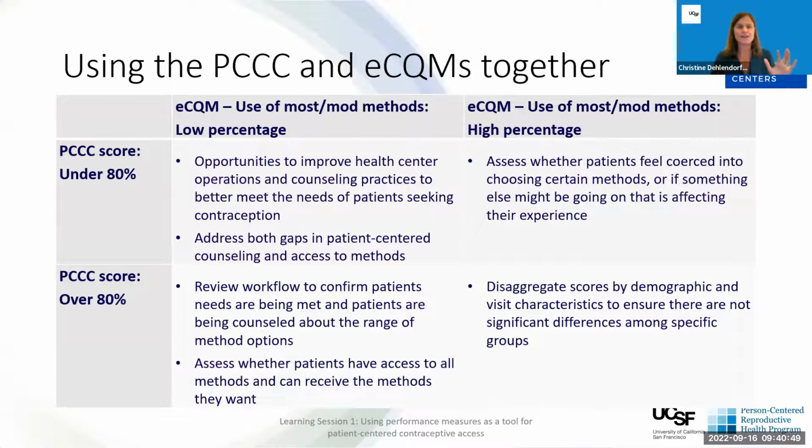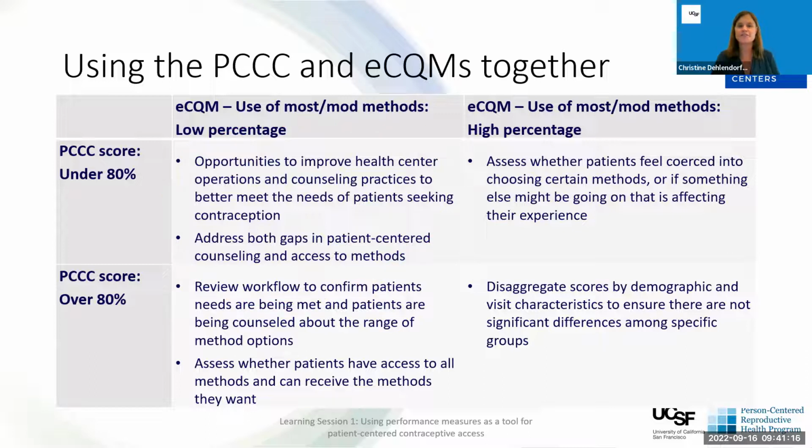So very busy, I know, but if you focus on, I'm going to use my annotation because I love this. If you focus on this square, which is a clinic that has a low percentage of most and moderately effective methods and a low PCCC score, right? So you can improve both the patient-centeredness of care and access to methods. So you should look at opportunities to improve access and opportunities to improve counseling.